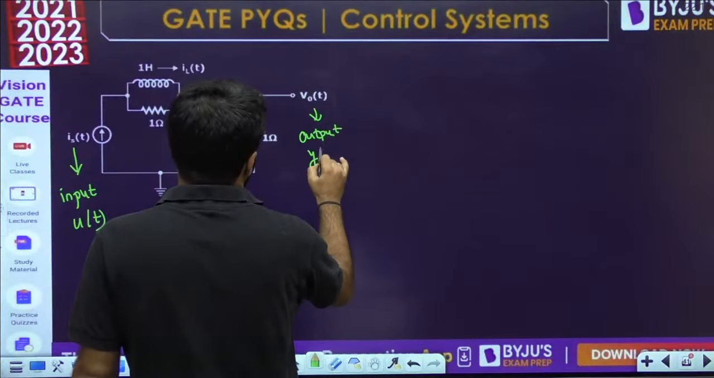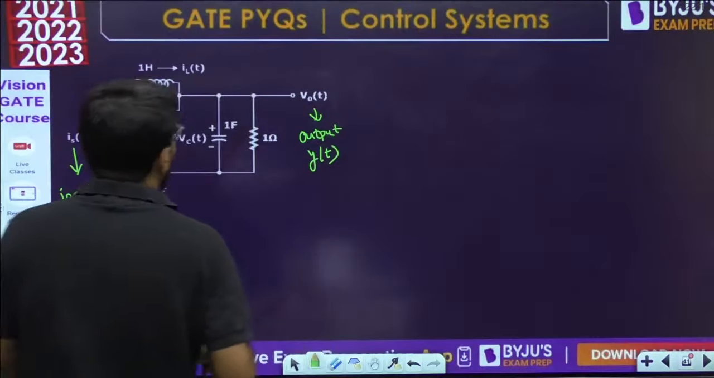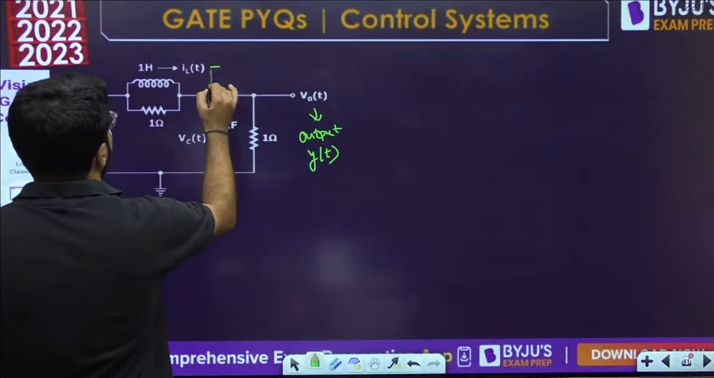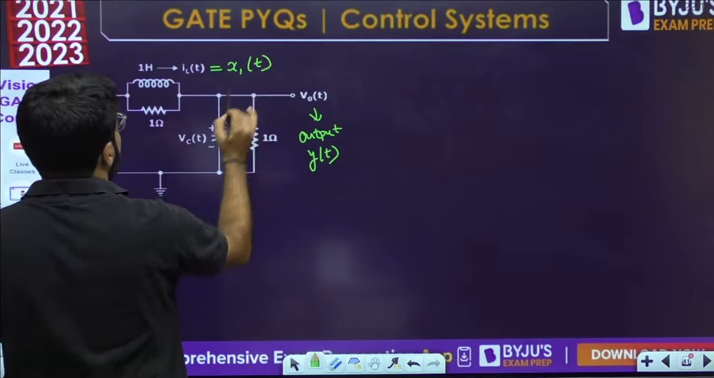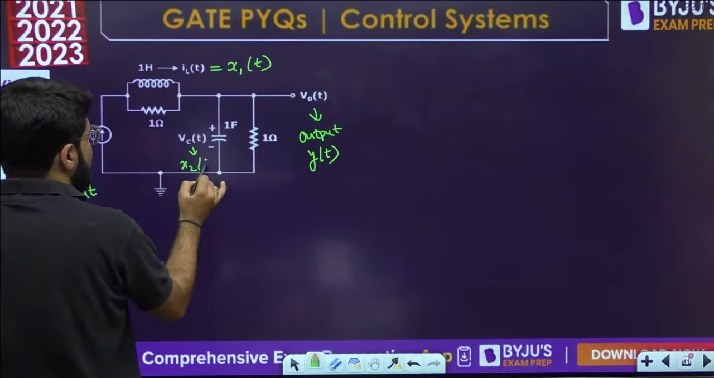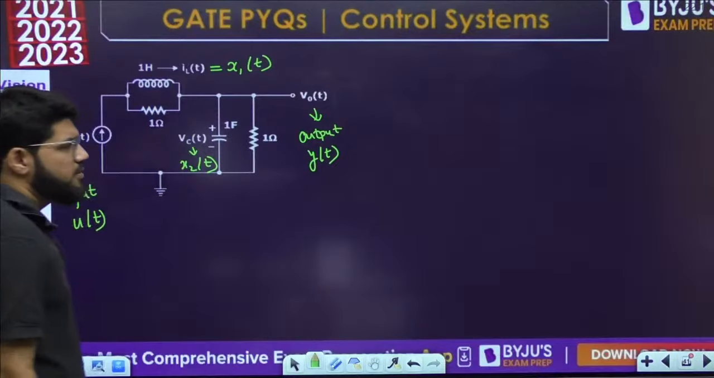Okay, let's say you have your output as y(t) as always. Now there are two state variables: the current in the inductor, suppose this is the first state variable, iL(t), and the voltage across the capacitor, suppose that is x2(t), the second state variable.